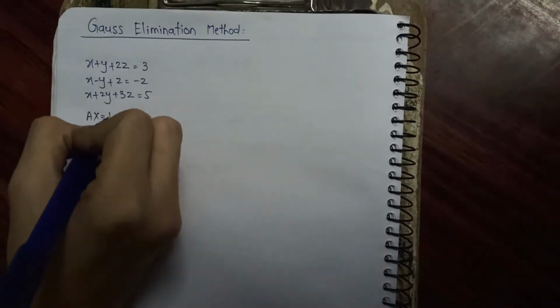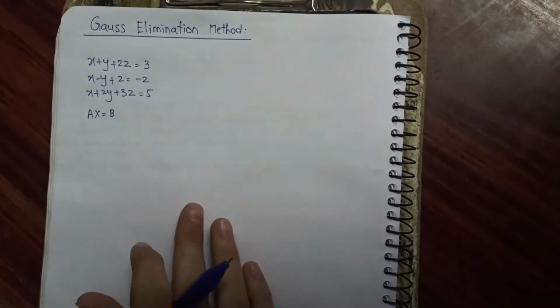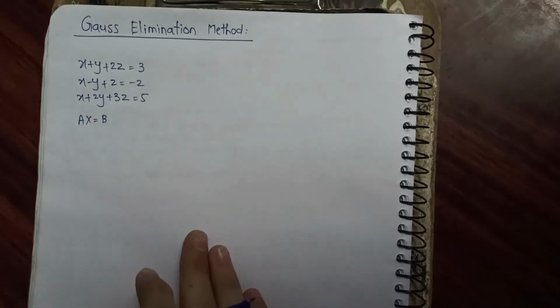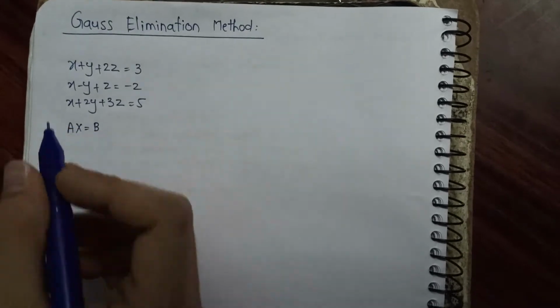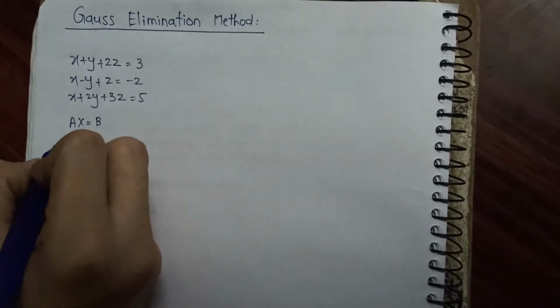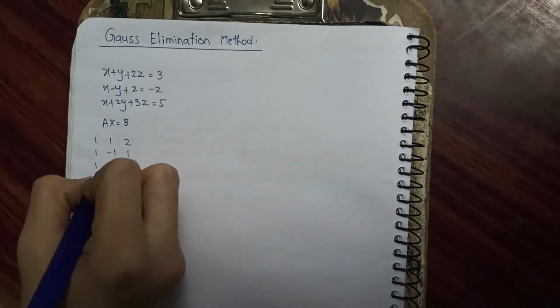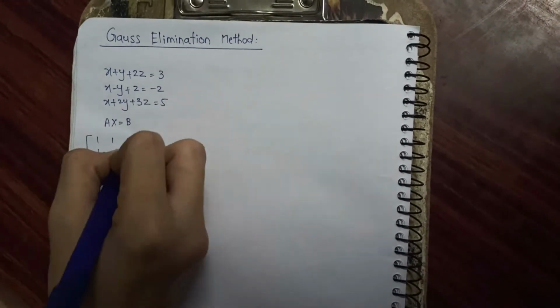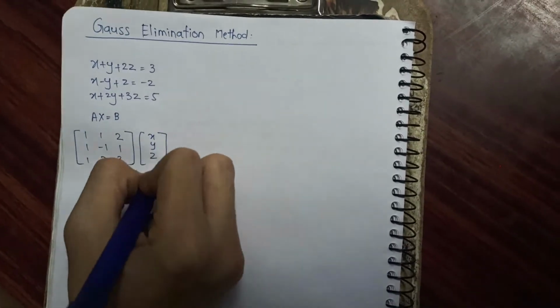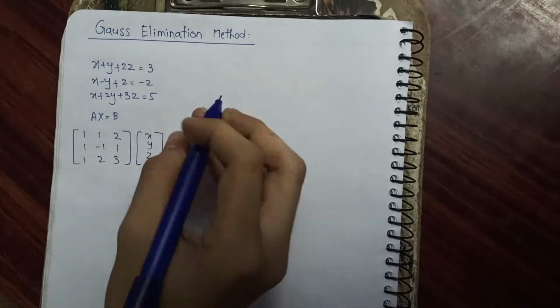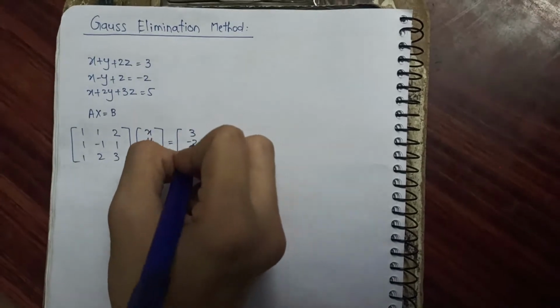Ax is equal to b, where A is the matrix of coefficients, X is the matrix of unknowns, and B is the matrix of constants. So matrix form of these equations will be 1, 1, 2, 1, minus 1, 1, 1, 2, 3. This will be our A. X will be X, Y and Z, the matrix of unknowns, and B will be 3, minus 2 and 5.